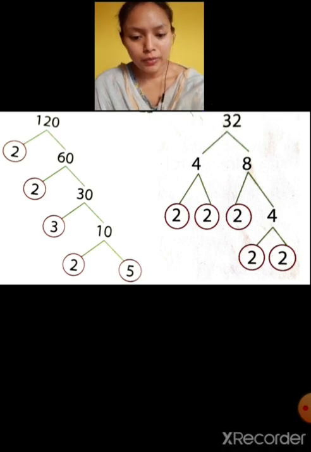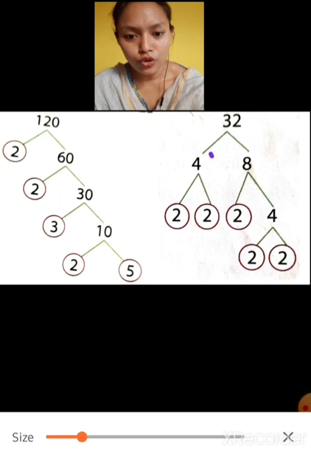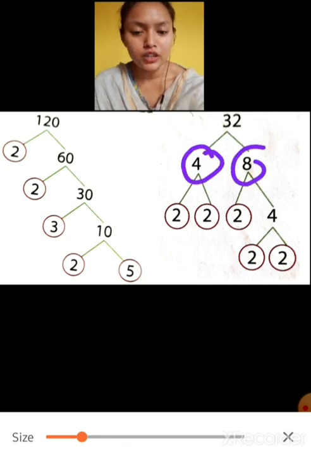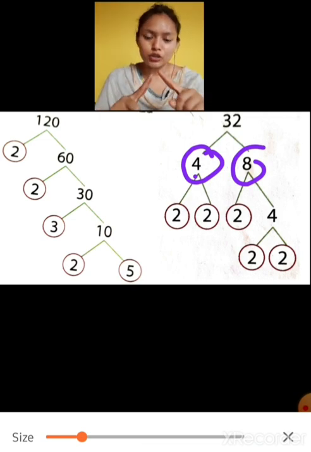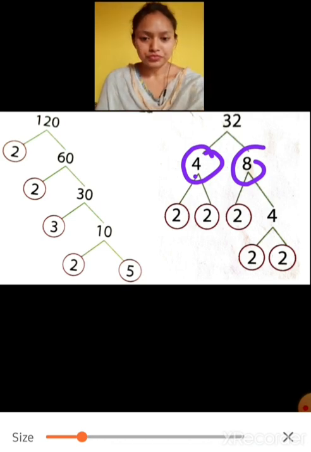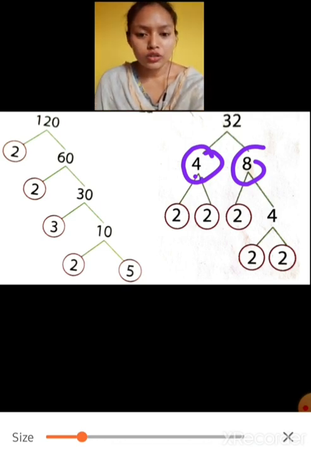4 multiplied by 8. 4 multiplied by 8 is how much? 32. So we have written 4 into 8 means 32. We have split that into two parts, 4 and 8. 4 8s are 32. Then 4, how does 4 come?